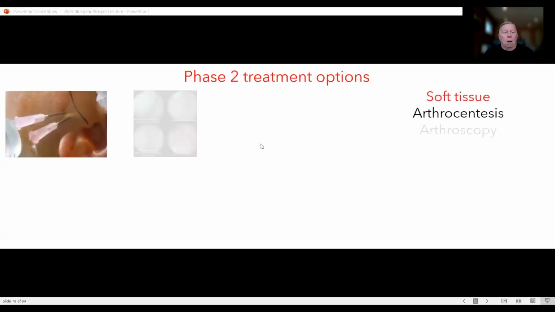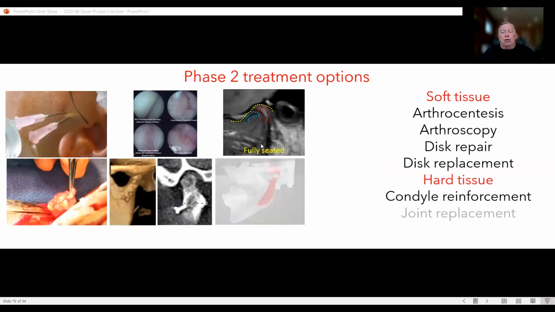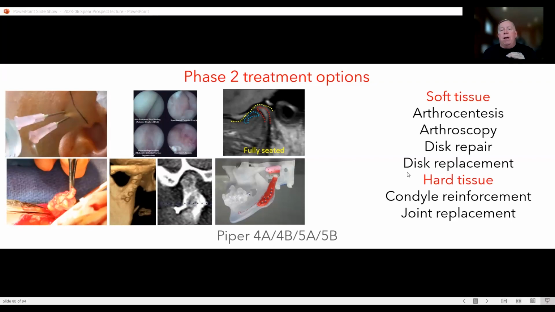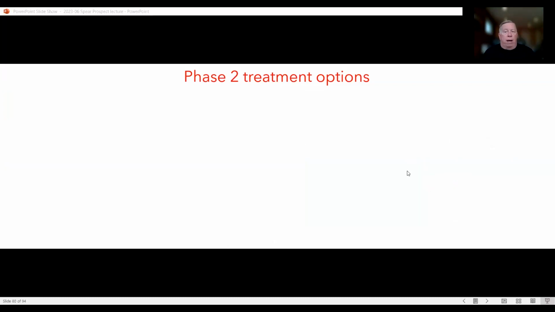Phase 2 options are going to be the hard and soft tissue options that we talked about. And really, when you talk about it here, what you're doing is changing the anatomy in the joint, and again, you're hoping for adaptation. I want to say that because I want us to understand this is structurally altered. This isn't factory new parts. We're hoping for adaptation at the joint level by doing this. These are going to be done generally in the yellow-red cases. There'd be no reason to consider this that I could think of in a green or a green-yellow case.